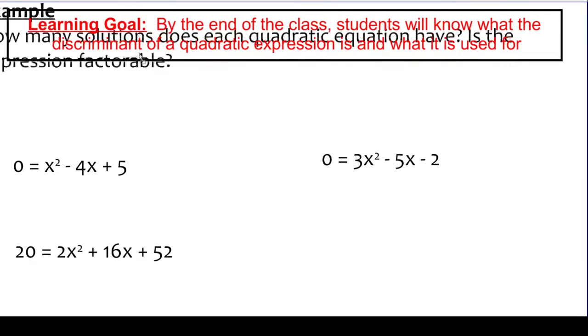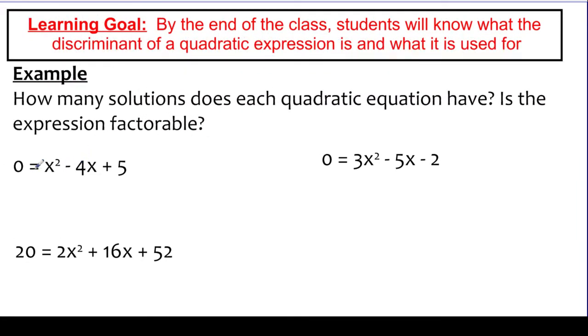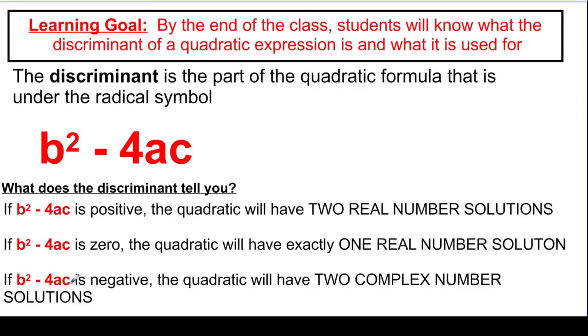The first problem is asking us, what types of solutions should I expect to get from x squared minus 4x plus 5? So let's just use b squared minus 4ac, that's the discriminant, and plug in. My b is negative 4, so it's negative 4 squared minus 4 times 1 times 5. This is 16 minus 20, which is negative 4. If we go back and take a look at what we just said, if b squared minus 4ac is negative, the quadratic has two complex number solutions.